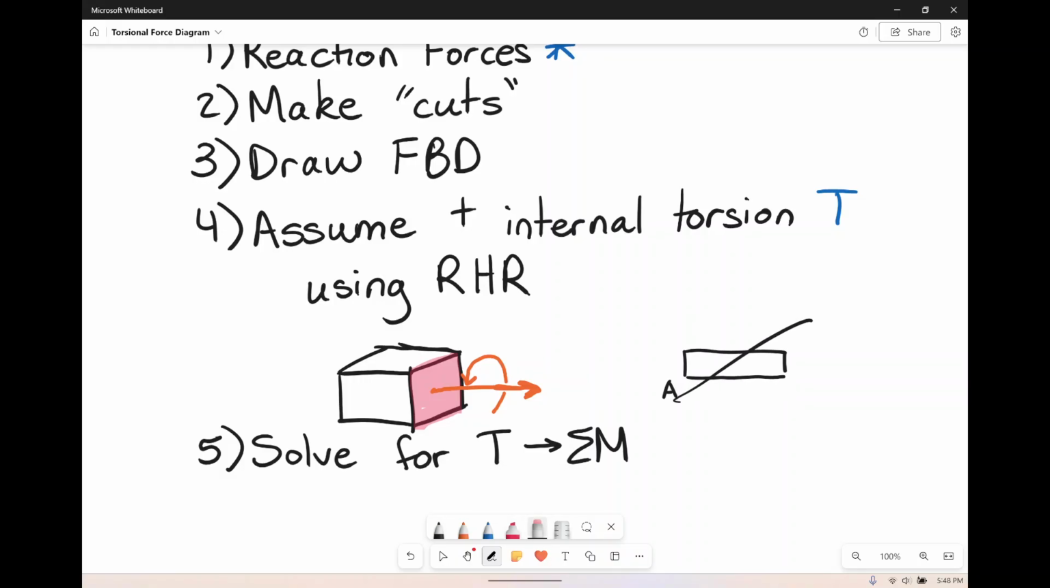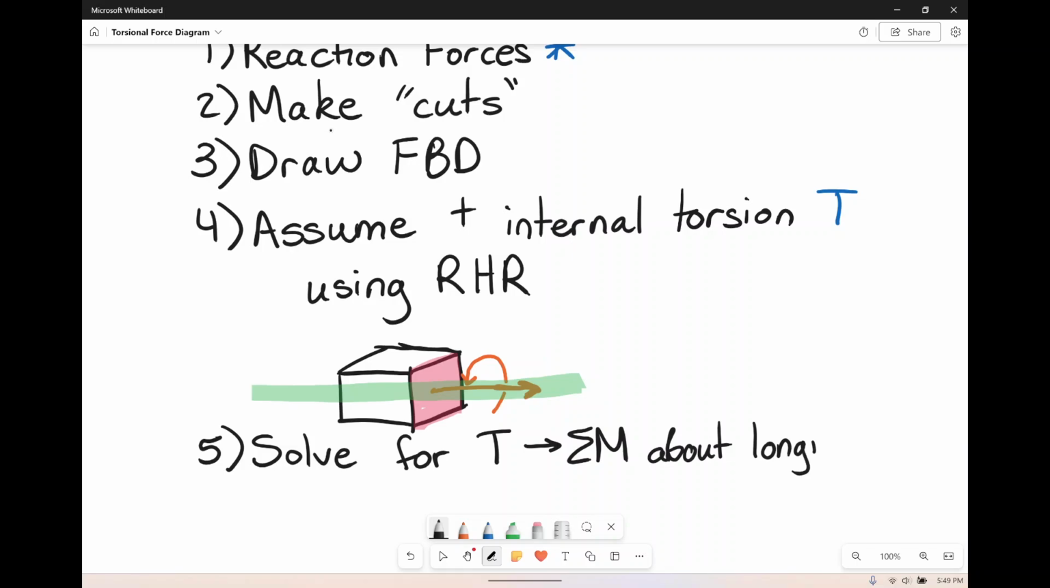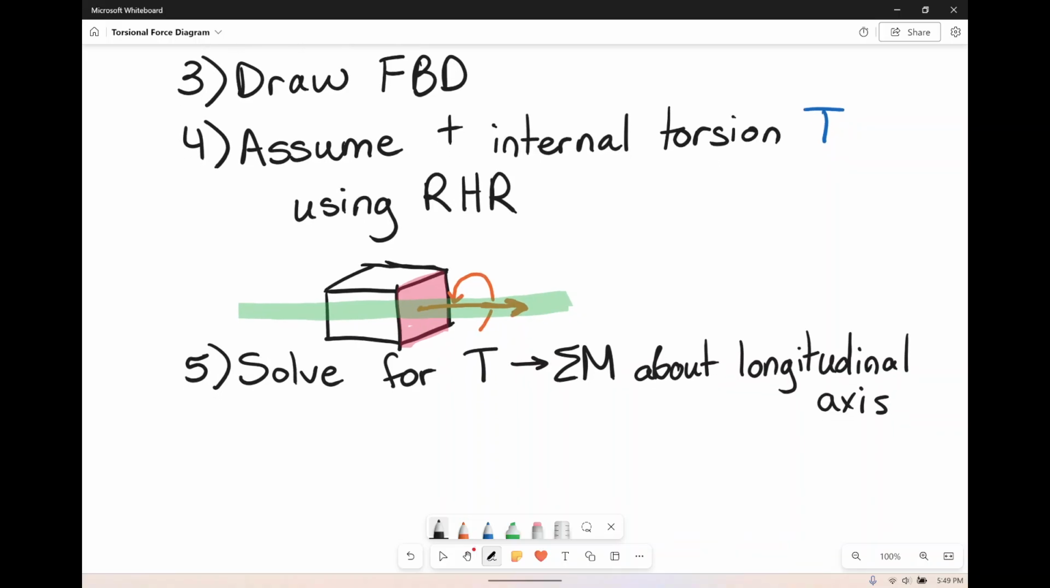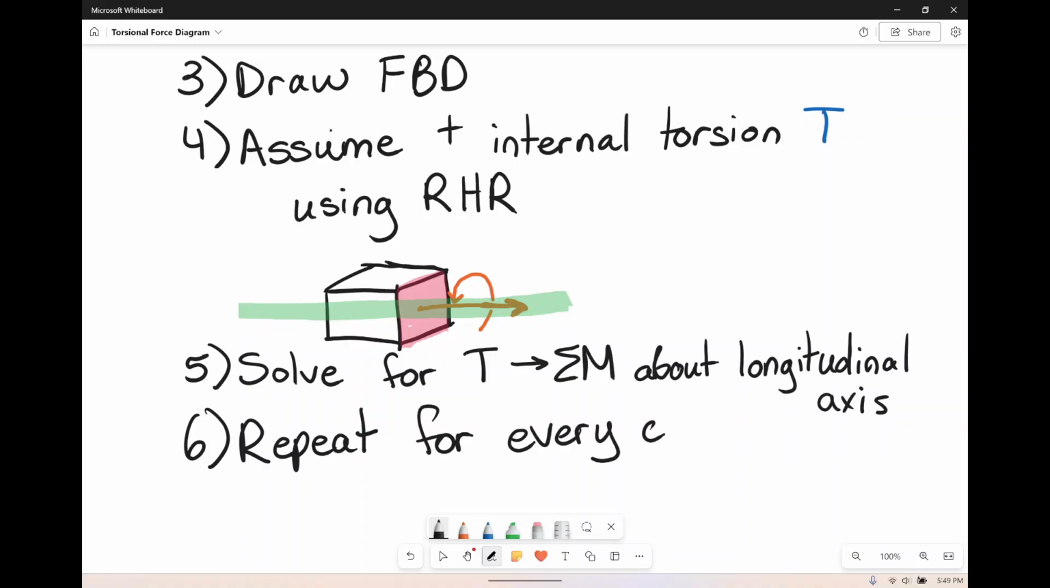Instead, we're going to go about this longitudinal axis. We're not bending, we're twisting. So it's the sum of the moments about the longitudinal axis of the member. Yes, that's the direction we're going to do it. So we're going to sum the moments about the longitudinal axis to solve for T, and then obviously step number 6, we're going to repeat that every time there's a new cut. So repeat for every cut.